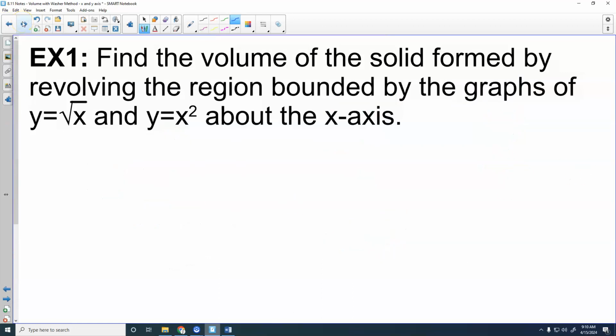All right, so let's look at a problem. We were supposed to find the volume of the solid formed by revolving the region bounded by the graphs of y equals square root of x and y equals x squared about the x-axis. So, first of all, I need to find the intersection points of the square root of x and x squared. What do I do to find that?